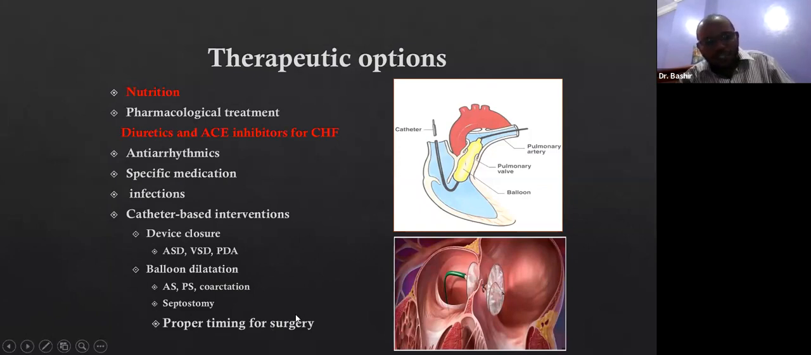Proper timing for surgery, each lesion has a proper time for surgery.